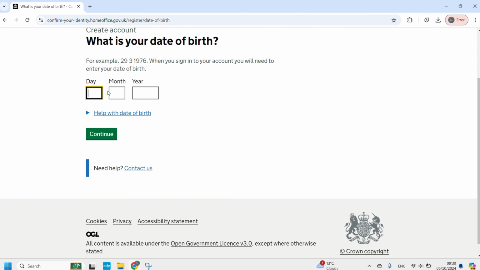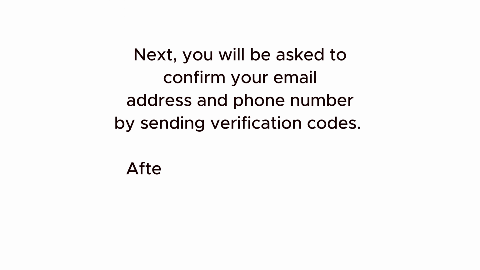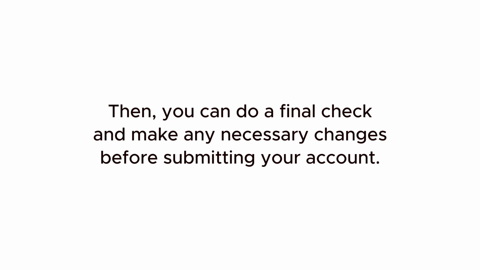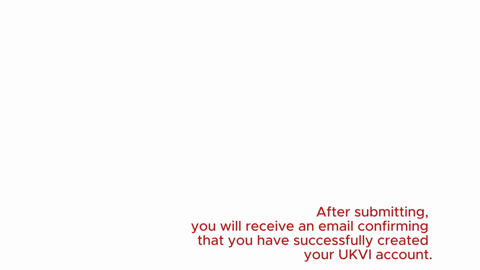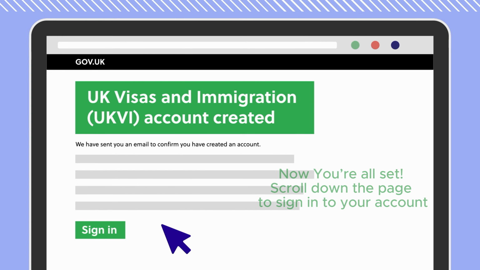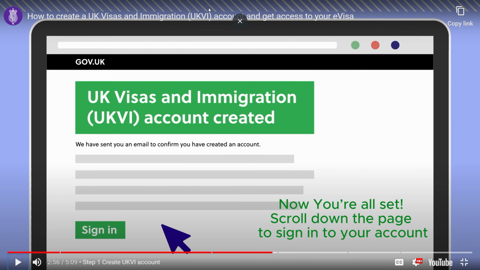Next, you will be asked to confirm your email address and phone number by sending verification codes. After verification, it will ask whether you want to allow someone else to access your account. Then, you can do a final check and make any necessary changes before submitting your account. After submitting, you will receive an email confirming that you have successfully created your UKVI account. Now you're all set. Scroll down the page to sign into your account.